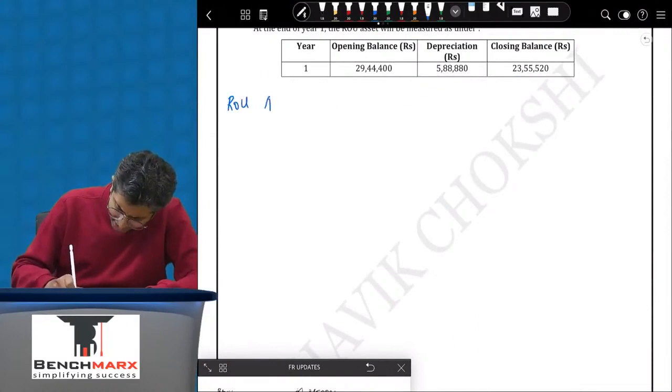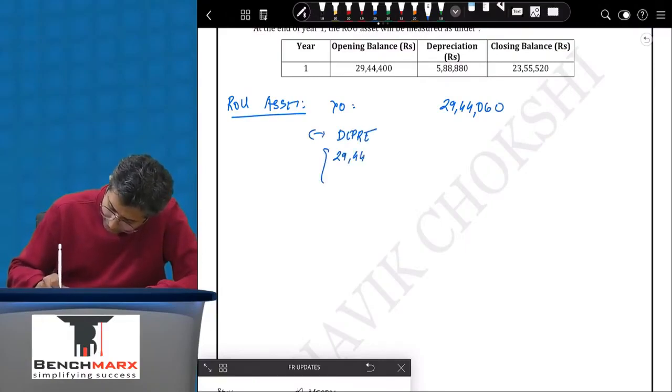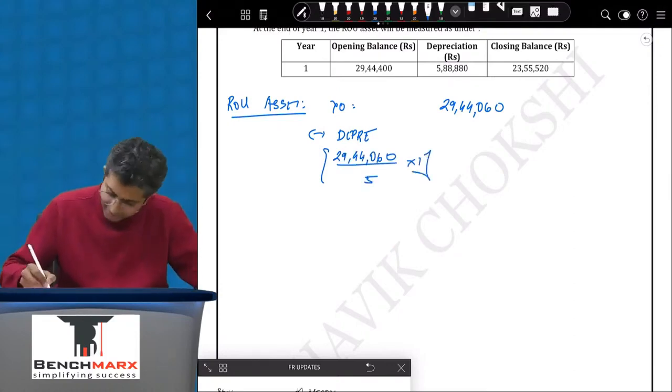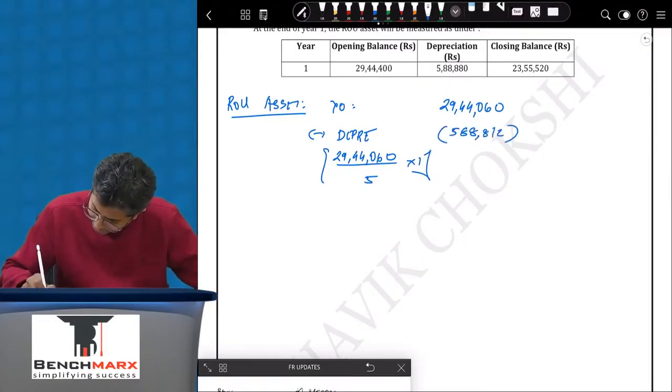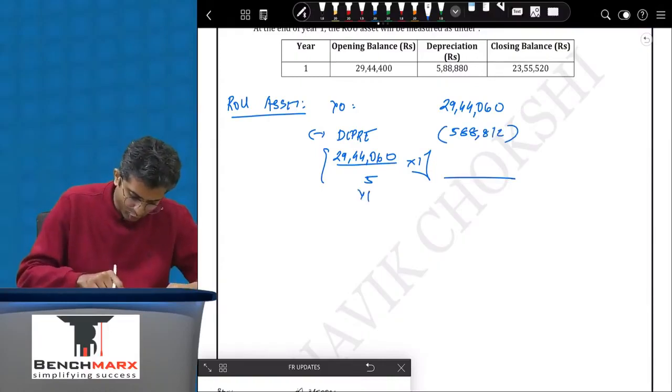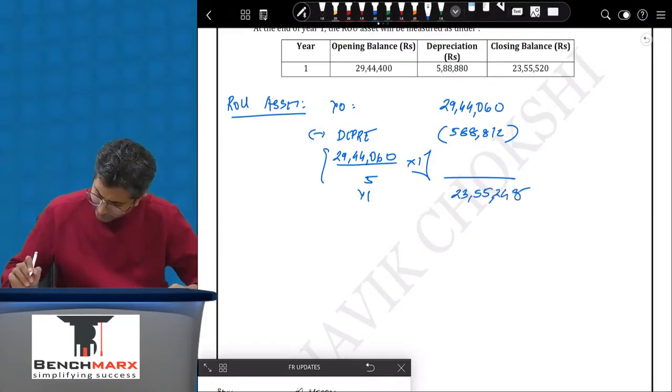When we look at the ROU asset at year 0, it would be 29,44,060. The useful life is a period of 5 years, and hence the depreciation would be 29,44,060 divided by 5 into 1. So this is 5,88,812, and as a result, your value at the end of year 1 would be 23,55,248. It's a non-monetary item.